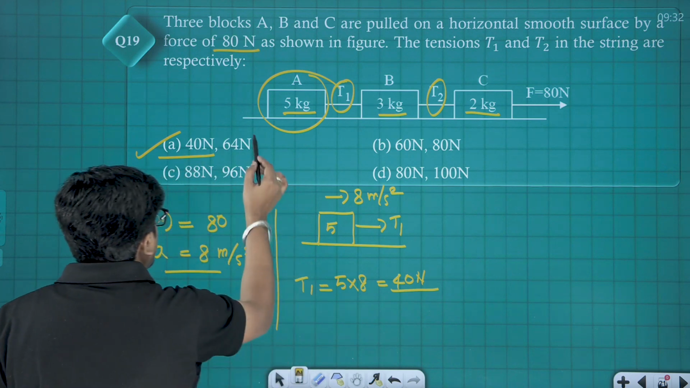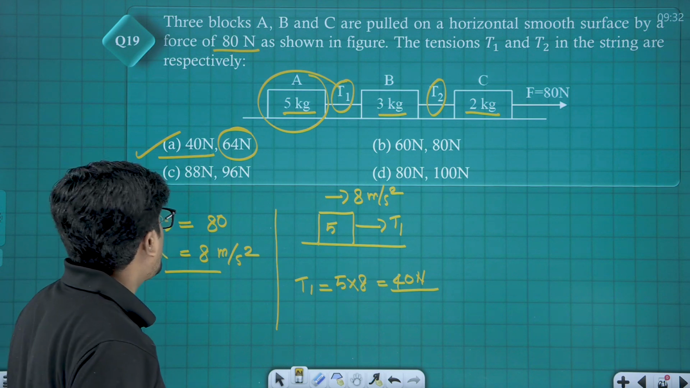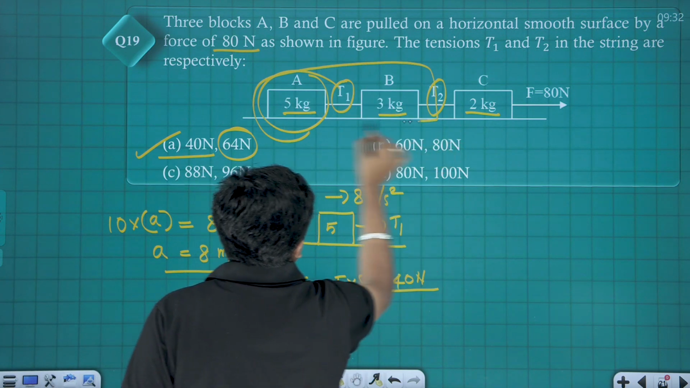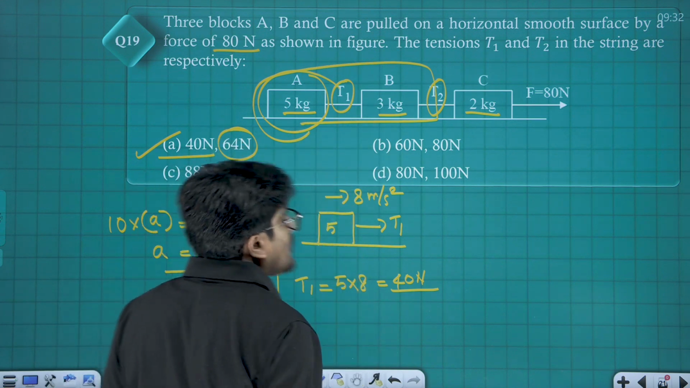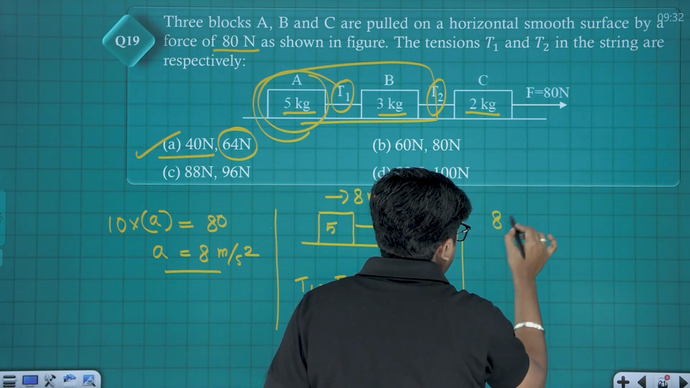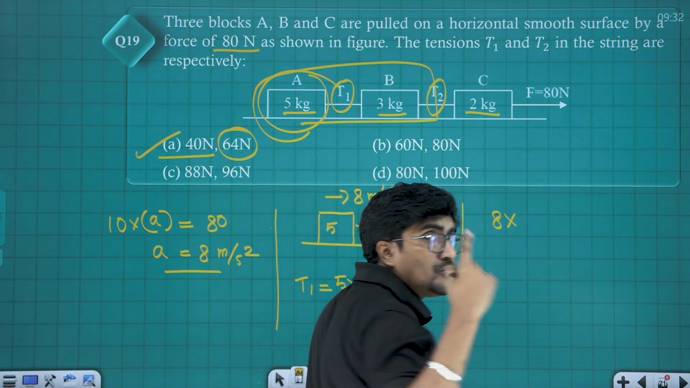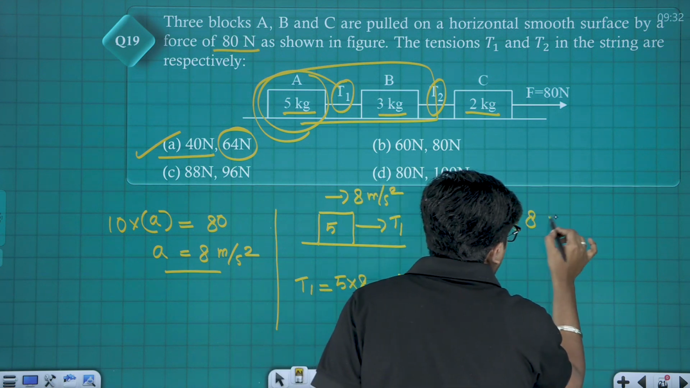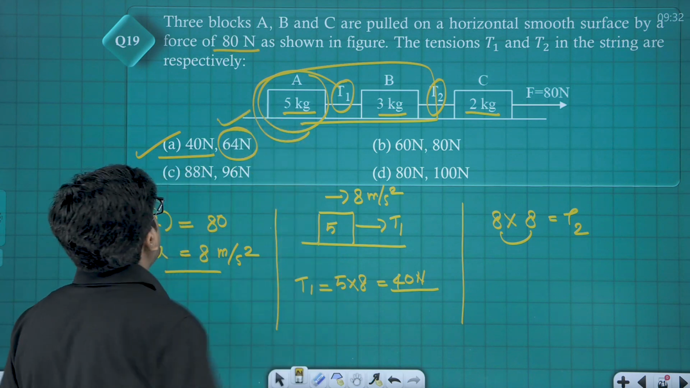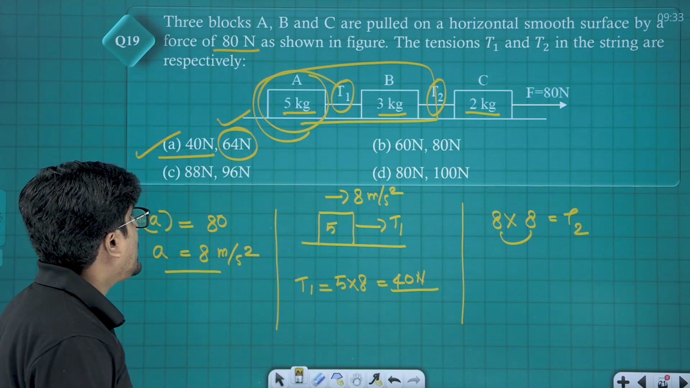Alright. Still, if you want to have the answer for the second one, cross verify the second one as well, that is for T2. There you consider the mass towards the left from T2. So altogether it is 5 plus 3, that is 8 kg. 8 kg mass is going to move towards right with an acceleration of 8 under the influence of T2. 8 8s are 64. So that confirms our first answer. Next is question number 20.